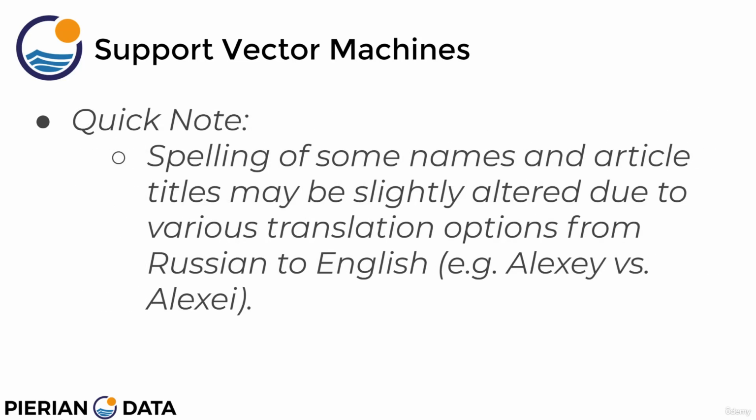As a quick note, the spelling of some names and journal article titles may be slightly altered from what you see online due to the various translation options from going from Russian to English. For example, spelling Alexei with a Y versus an I.